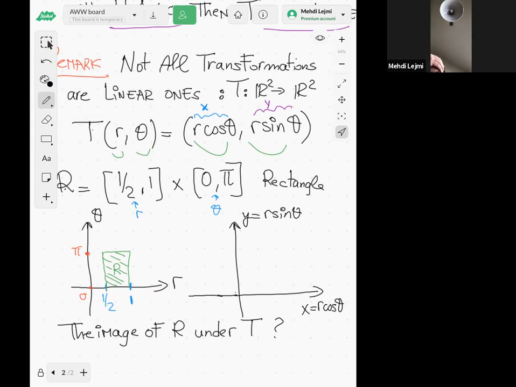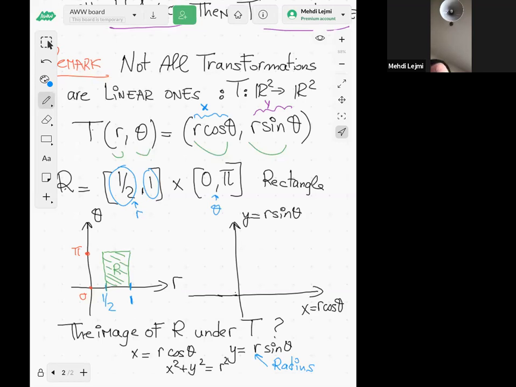Of course, if X is R cosine of theta and Y is R sine of theta, then X squared plus Y squared is R squared, right? So in some sense, this R is like the radius of your circle. That's the radius. So when you say R is between half and 1, it means that the radius R is between half and 1.